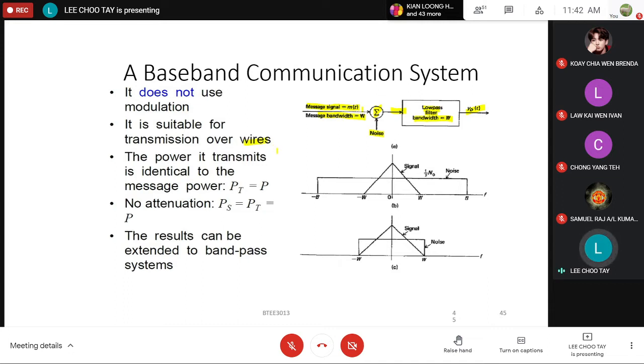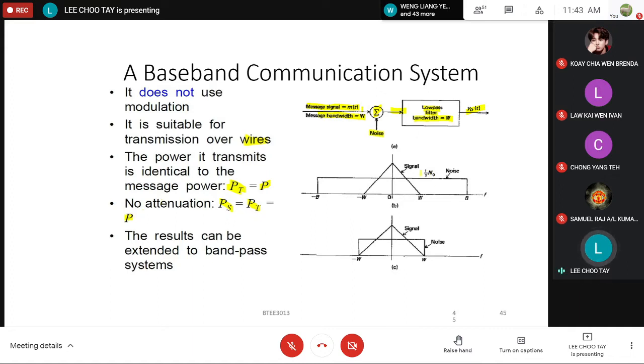In this case, we assume no loss and no attenuation along the way. The power that we transmit, with no modulation, is the same as the power of the message. We send the message as it is. So PT equals P, where P is the power of the message. Then we assume an ideal line, which does not attenuate our signal. Therefore, the power of the signal that we receive is the same as the power of the signal that we transmitted, and also the same as the power of the message. This is for baseband.